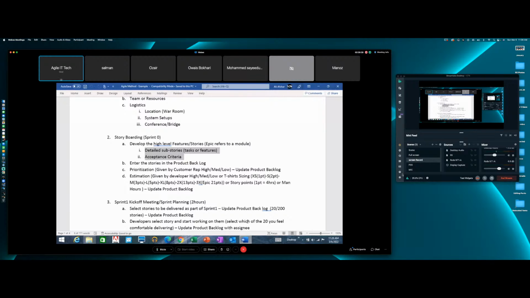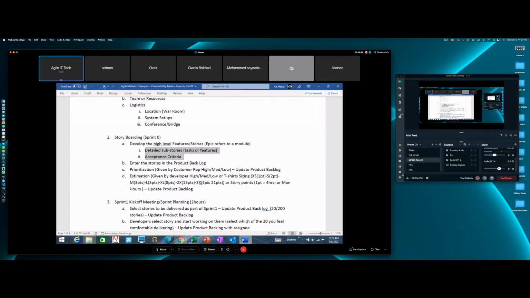Yeah. So we identified the modules, the epics. Underneath the epics are the user stories. Underneath the user stories are sub stories, tasks, or features. And together, this makes it your acceptance criteria. Everybody clear?